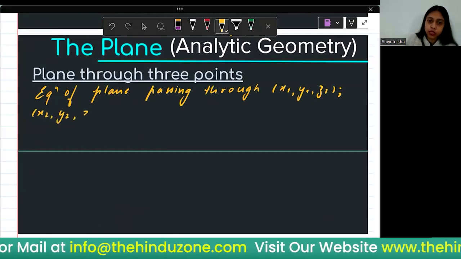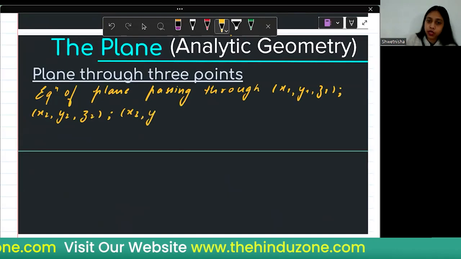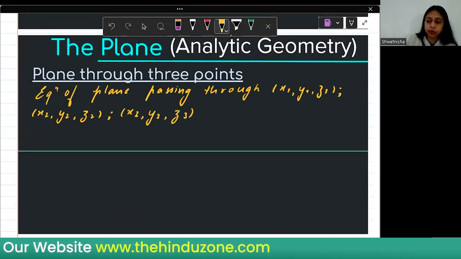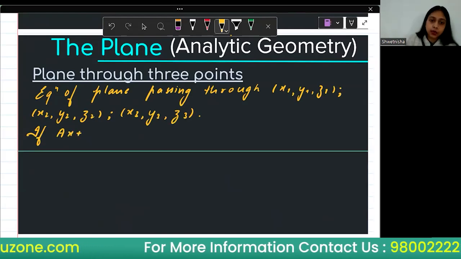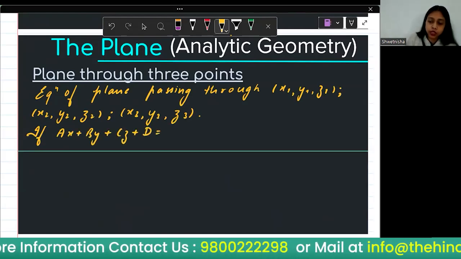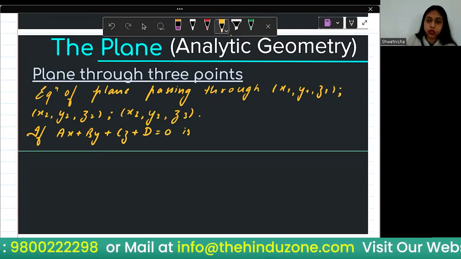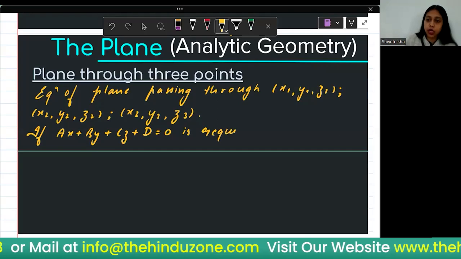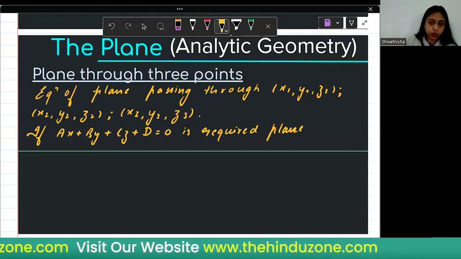X2, Y2, Z2, X3, Y3, Z3. Now, if AX plus BY plus CZ plus D is equal to 0 is the equation of the required plane, then obviously all 3 points should satisfy this equation.